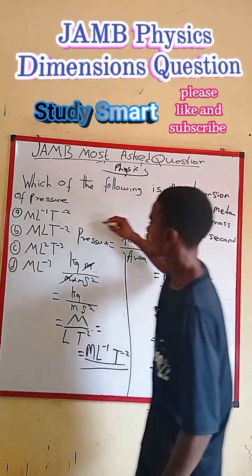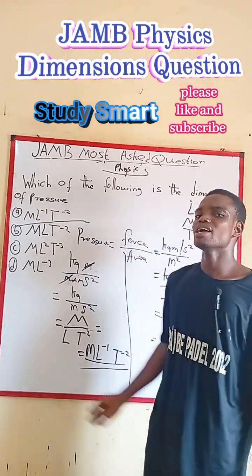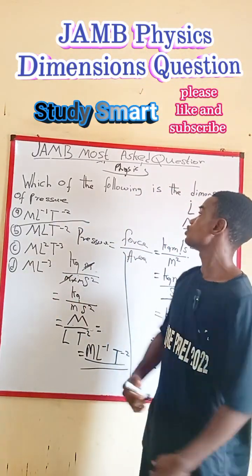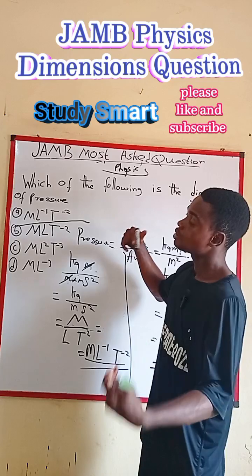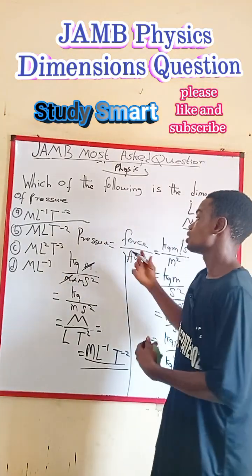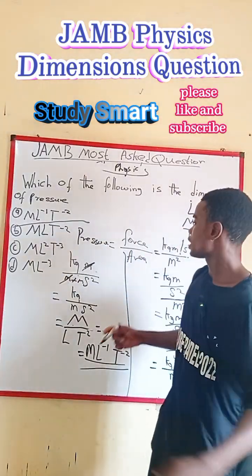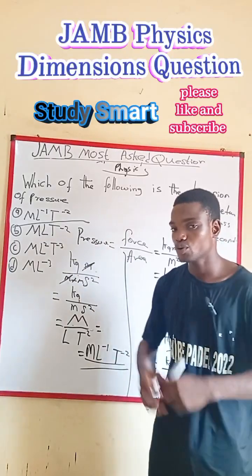Where can you see it? Option number A. So you can try any other formula you know. If you know formula for maybe gravitational force, electricity, any formula, try to get the dimension. It will help you a lot.